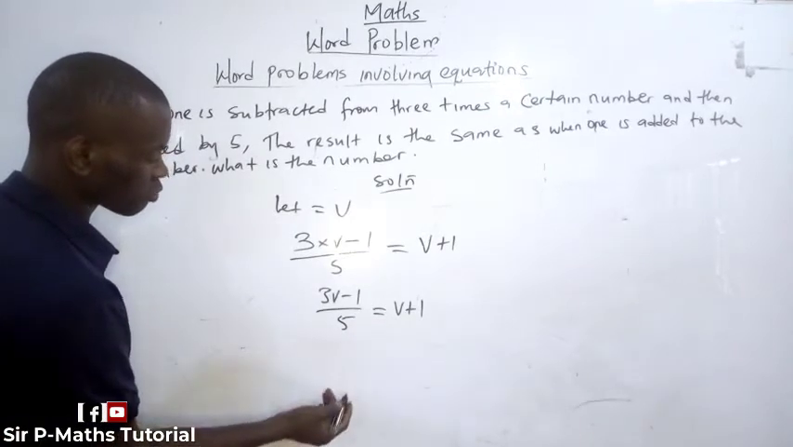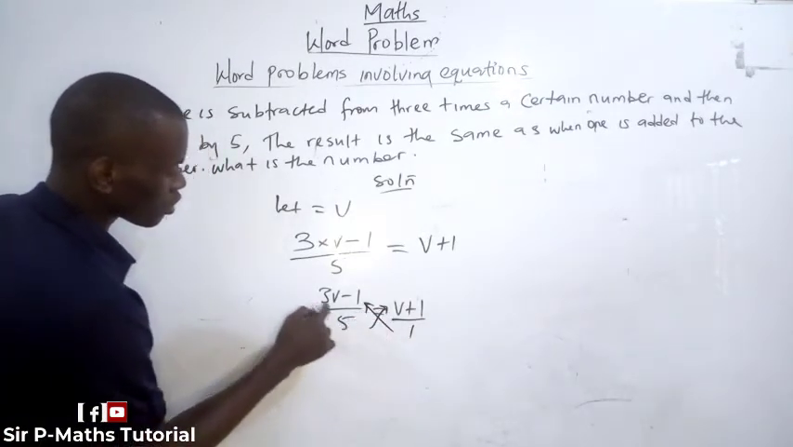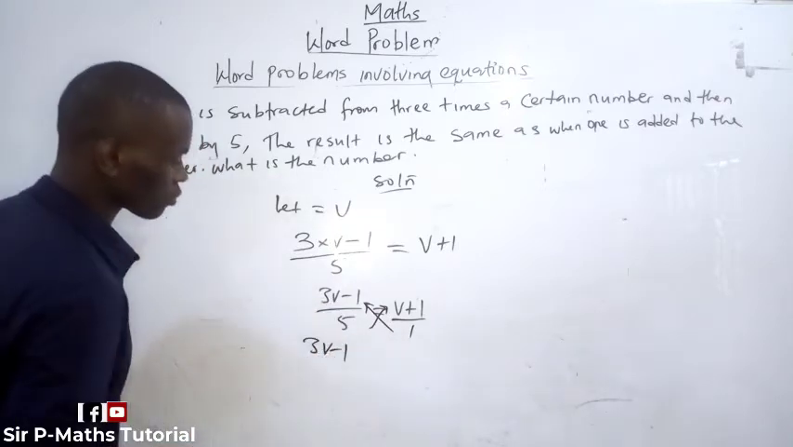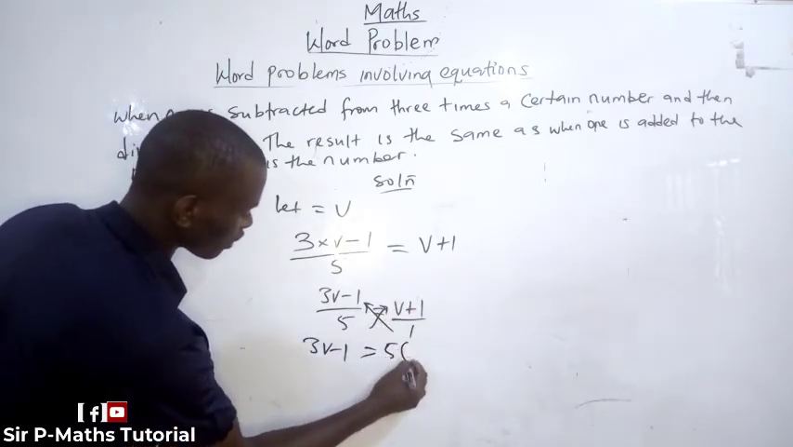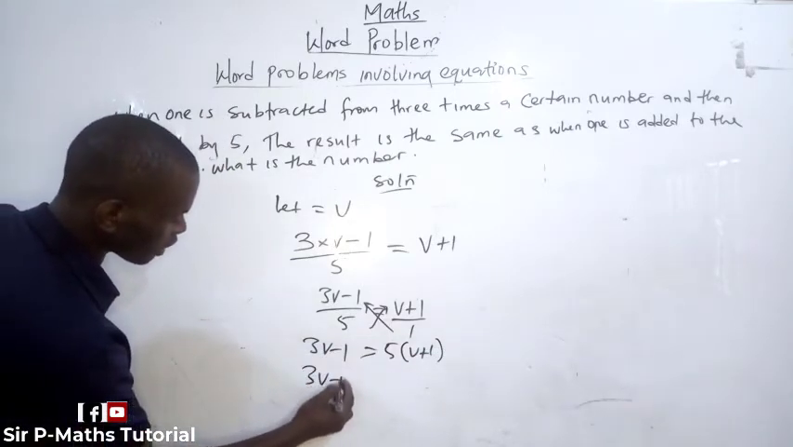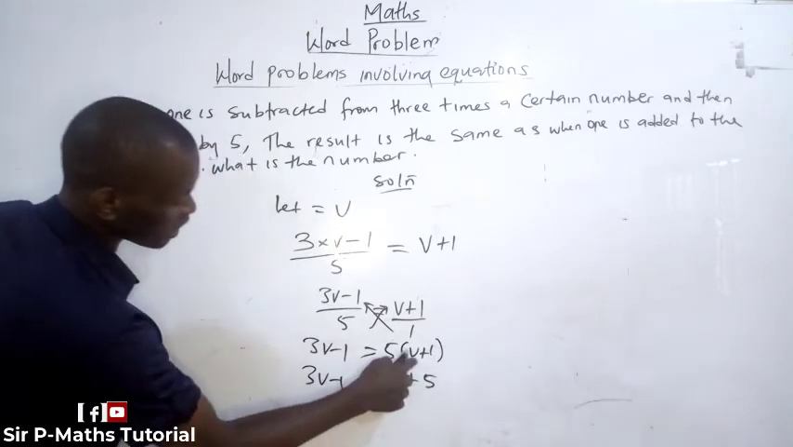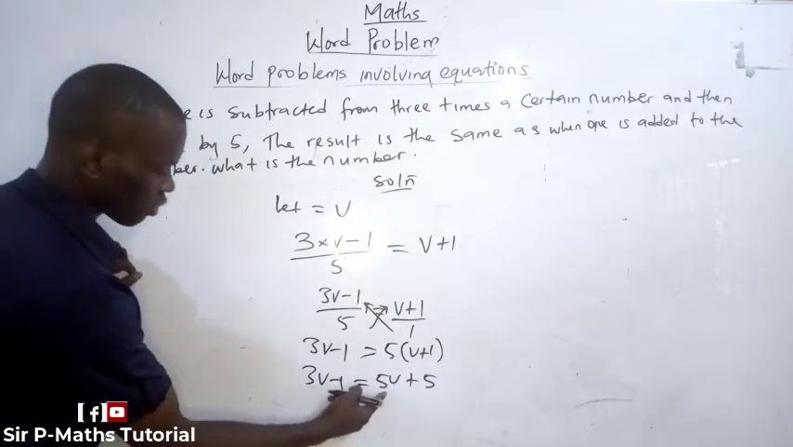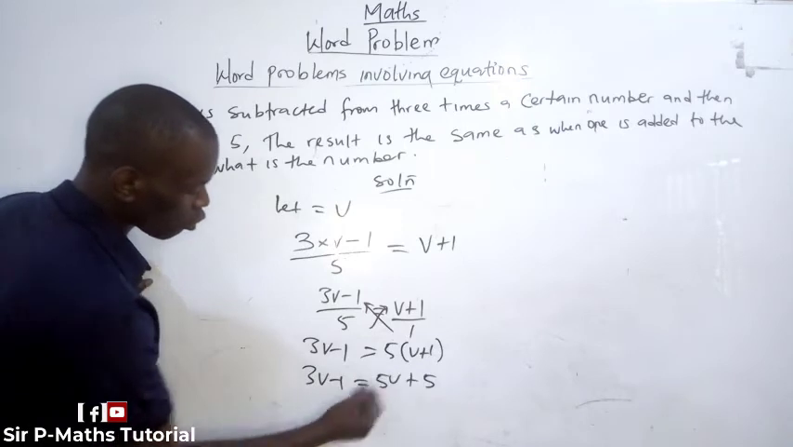At this point, we cross multiply. 3v minus 1 multiply 1 will give me 3v minus 1. 5 multiplying v plus 1 will give me 5 into v plus 1. Expand the bracket. 3v minus 1 is equal to 5v plus 5. 5 times v, 5v. 5 times 1, 5. Let us collect like terms. Alright, 5v will come over to 3v. Minus 1 will go over to 5.